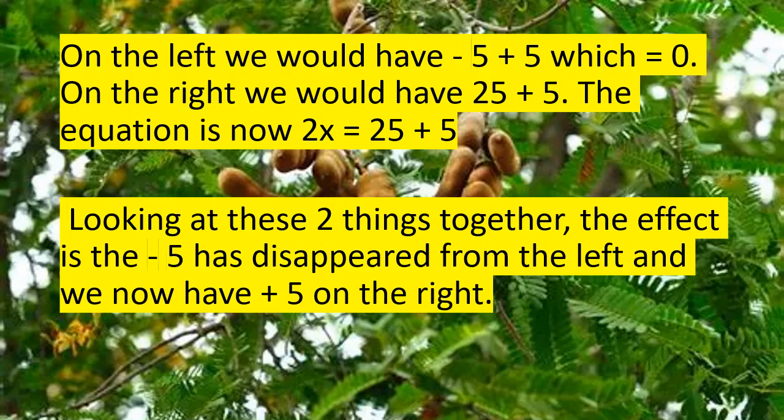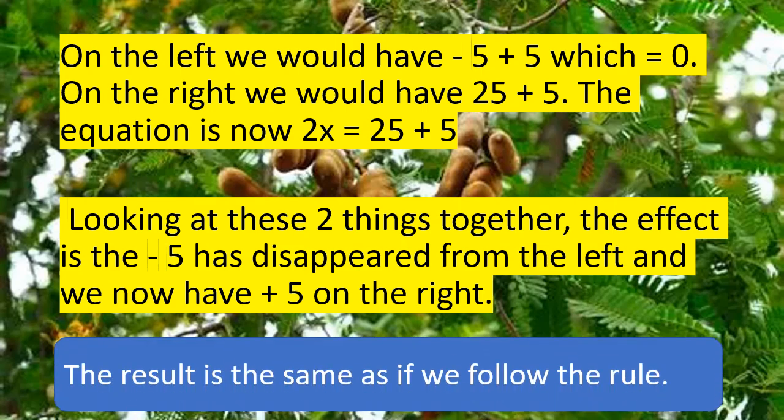So looking at these two things together, the effect is the minus 5 has disappeared from the left, and now we have plus 5 on the right. And the result is the same as if we followed the rule. So following the rule is basically easier.